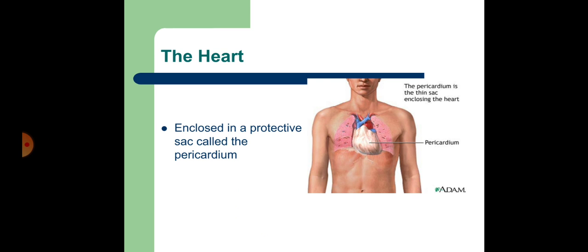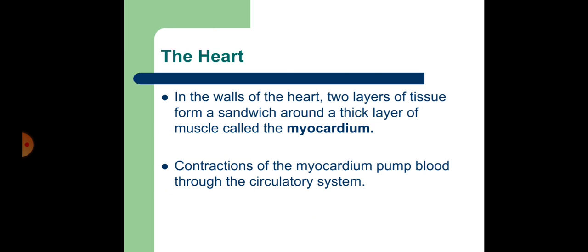It is enclosed in a protective sac called the pericardium. In this diagram, you can see the pericardium. The pericardium is a thin sac enclosing the heart. Here you can see the lungs and the heart enclosed in the pericardium. In the walls of the heart, two layers of tissue form a sandwich around a thick layer of muscle called the myocardium.